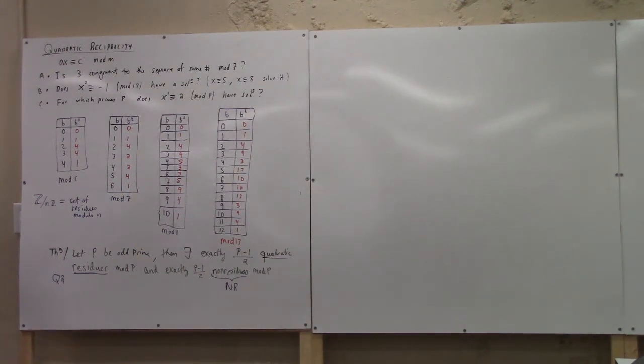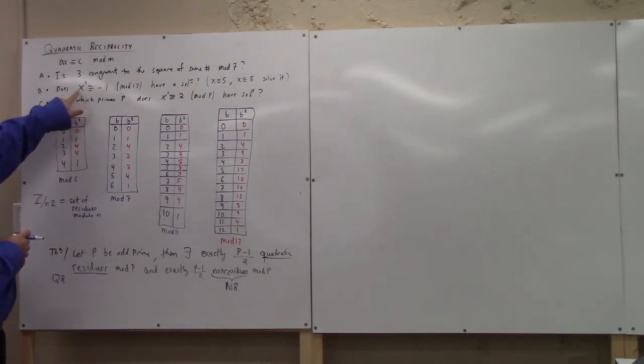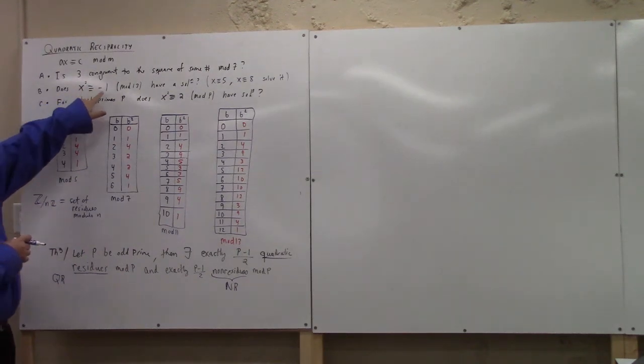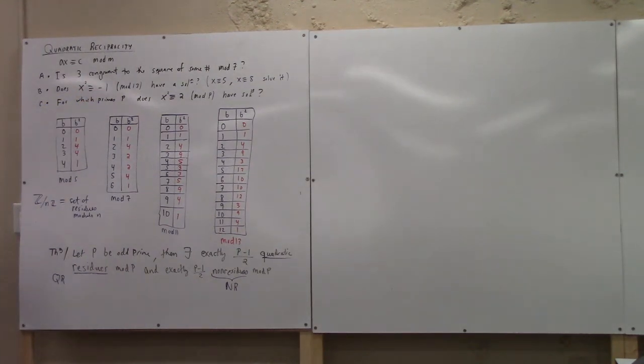So the remainder, like this one, is asking: is the remainder of some square equal to minus one? These are the quadratic residues because they're the remainders of the square of B. The reason we say quadratic is because it's a square, and residue because it's a remainder. Okay? Well, that's it. Quadratic residue.